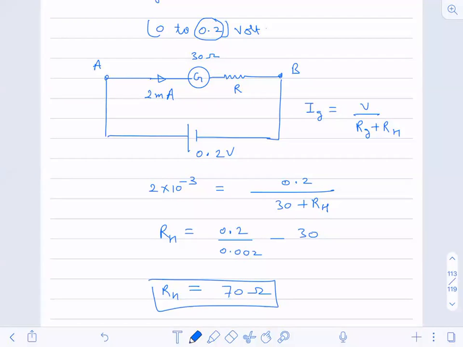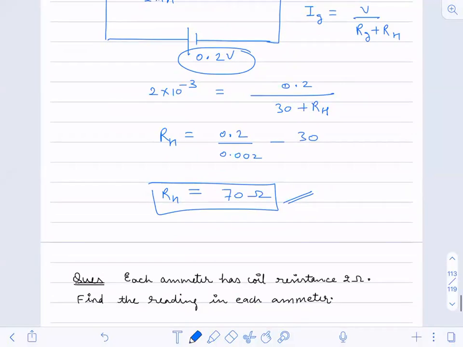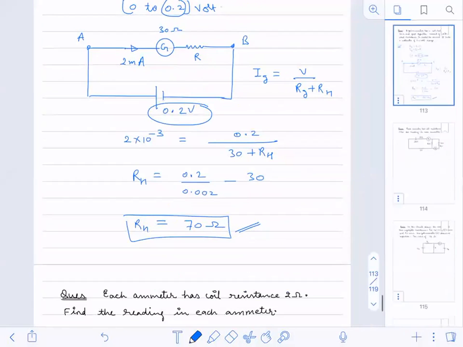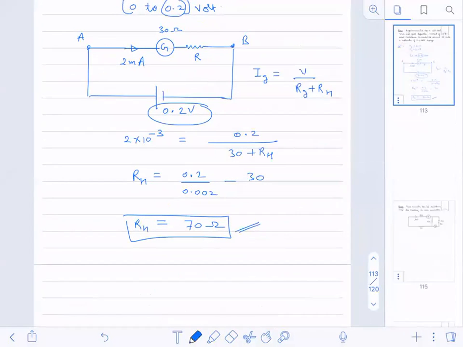Okay, understood? Now, if you are using 0.2 volt, then for that you have already used a resistor of 70 ohms. Now I am giving you one more question, just to show you the variation.